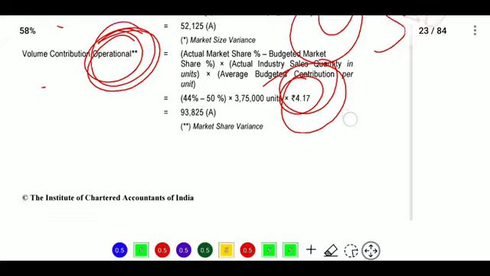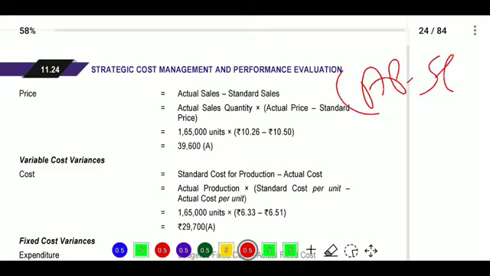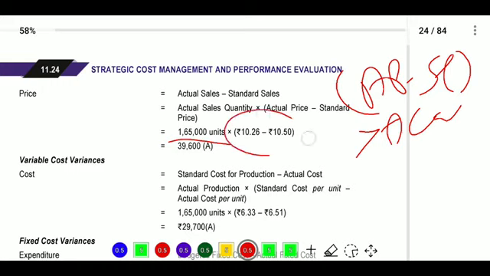Next, after the value of contribution, we will calculate the price variance. Price means price difference, so selling price will be on the right hand side. So actual price minus standard price, and we will take the quantity. Which quantity will we take? Quantity always means actual quantity. Actual quantity will be 1,65,000 units. Price difference will be actual price minus standard price.